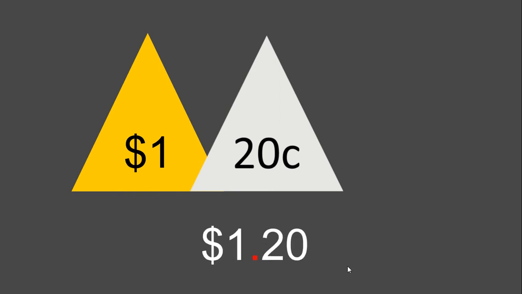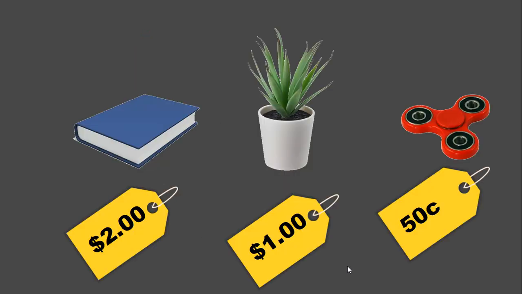And when that's written, it's written as the dollar symbol, followed by the dollar amount. There's a little, like a full stop in the middle, which is called a decimal point. And then after the decimal point is the cent amount. So here we have $1.20. Let's have a look at why.